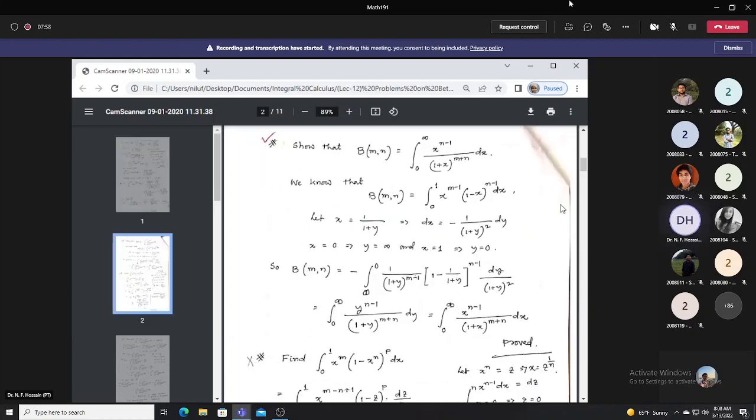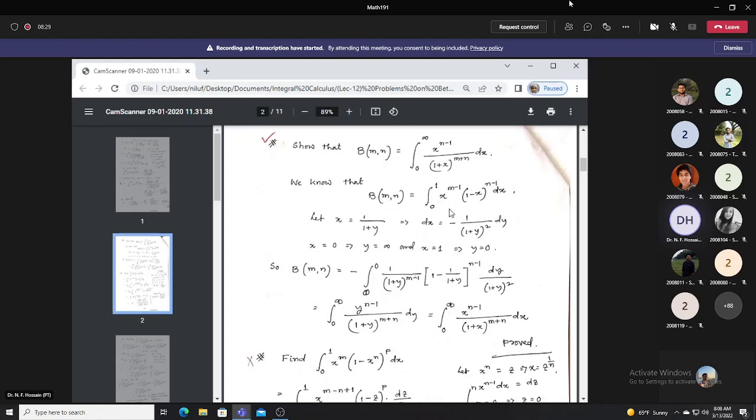Now look into this. It was coming in our properties, but we didn't actually prove it. So now let us see how it can be proved. Beta(m,n) equals integral from 0 to infinity of x to the power n minus 1 divided by (1 plus x) whole to the power m plus n. We start from the definition of the beta function.